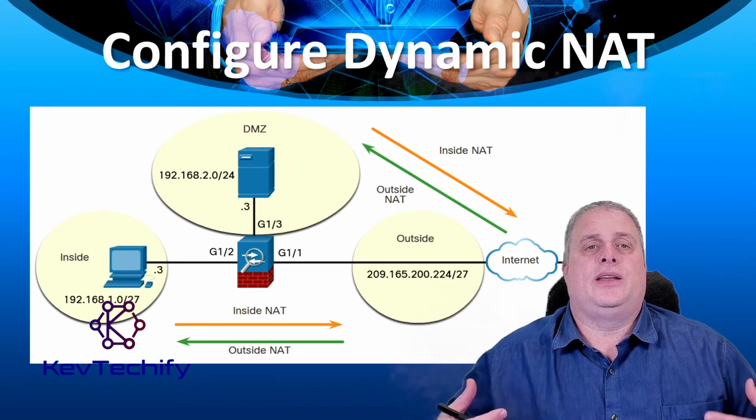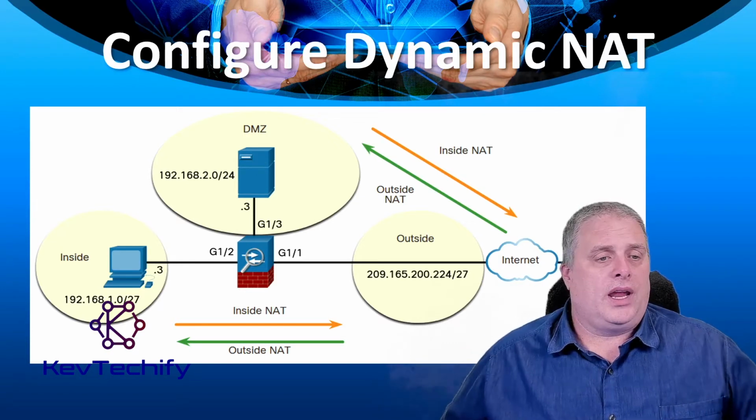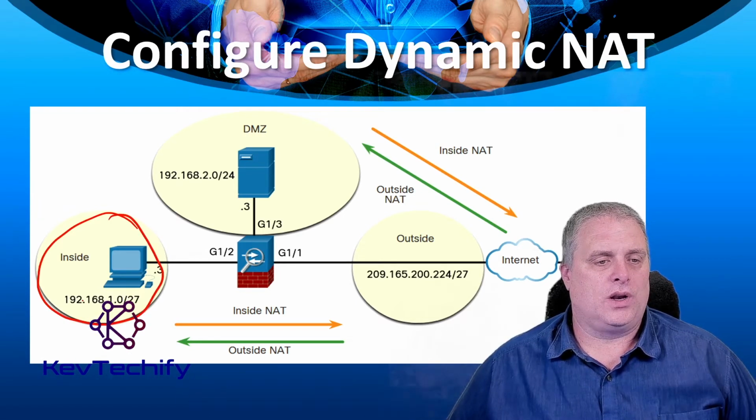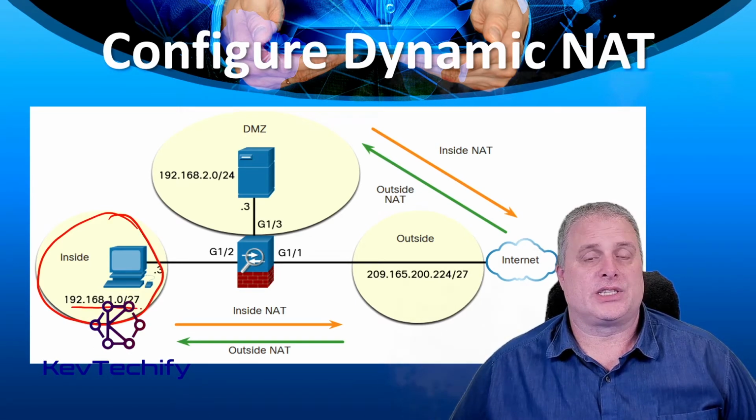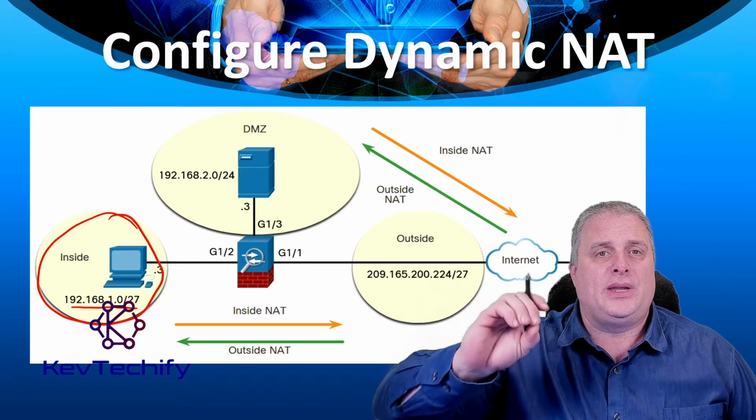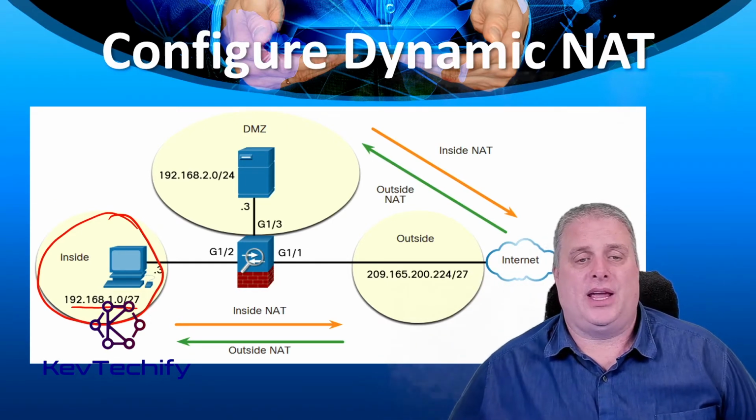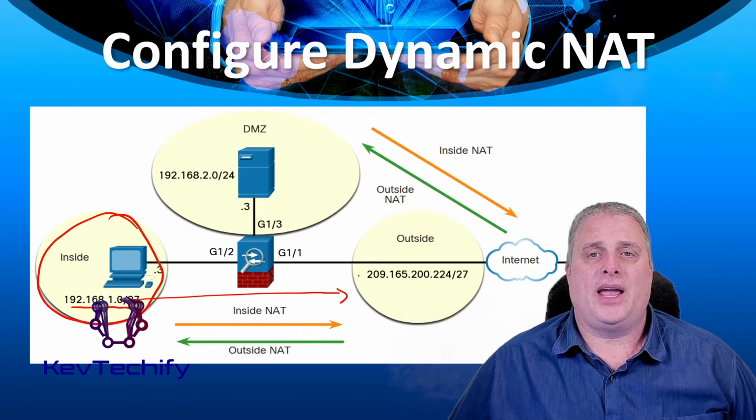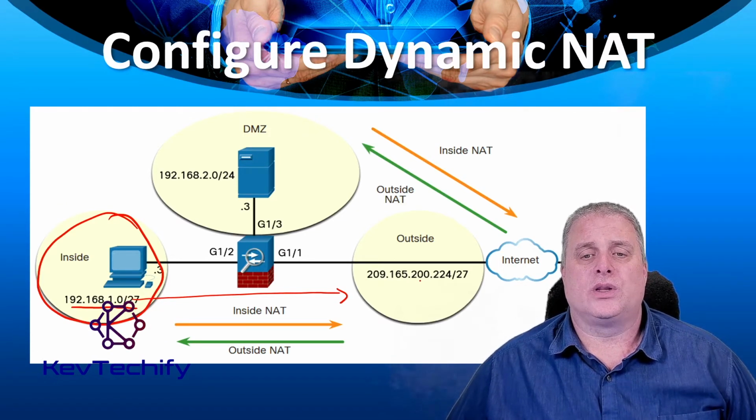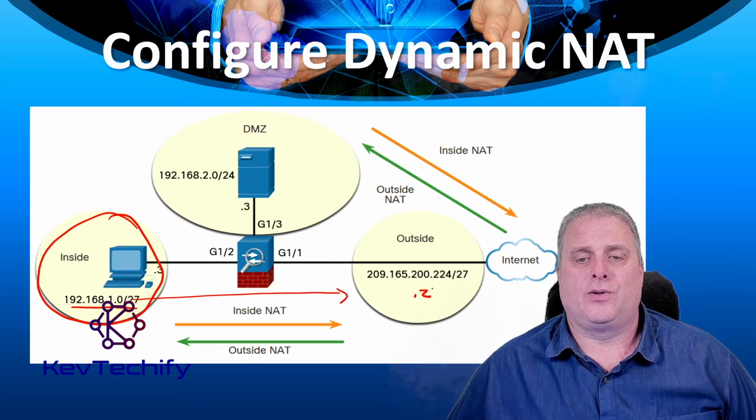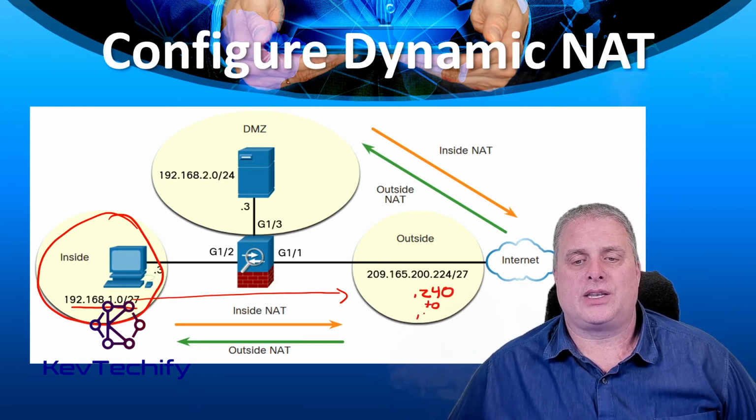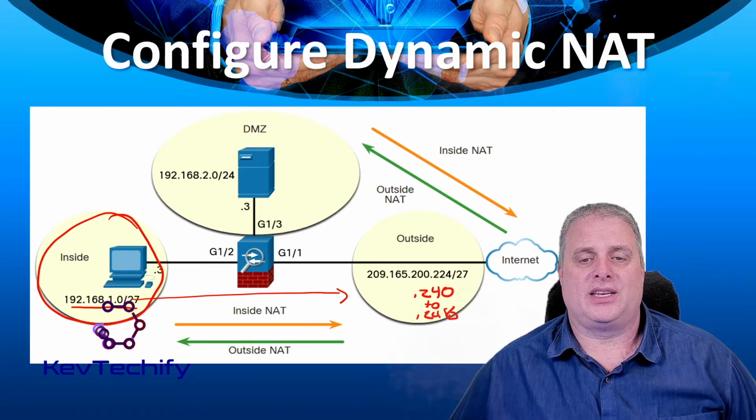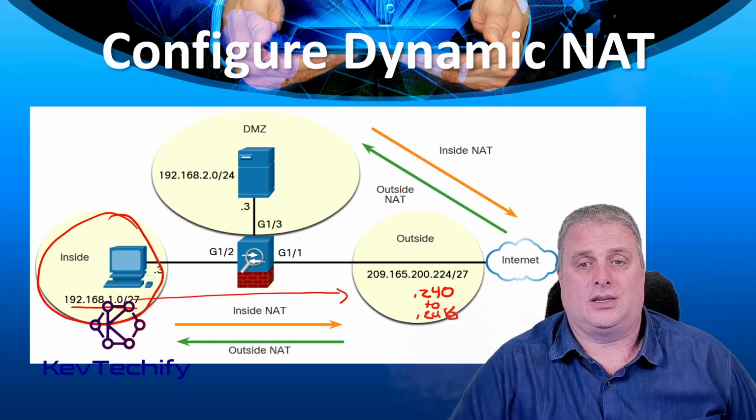Let's take a look at a Dynamic NAT example. Here we have our inside network, which has an address of 192.168.1.0/27, and they'll be dynamically assigned to a range of public IP addresses. So from the inside to the outside, we are going to get some public IP addresses, and they have a range of 209.165.200.240 to .248. And so our internal addresses will get dynamically assigned to the range of .240 to .248.